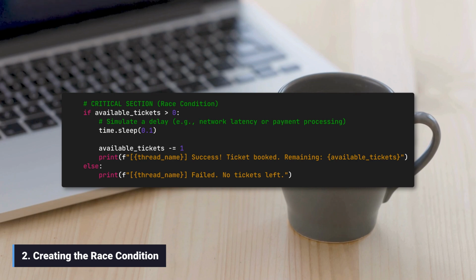User 2 also sees that the ticket count is 1, enters the if block, and pauses. When both threads eventually finish their pauses, they both successfully decrement the ticket count, resulting in a negative number, which is logically impossible. This is known as a race condition.